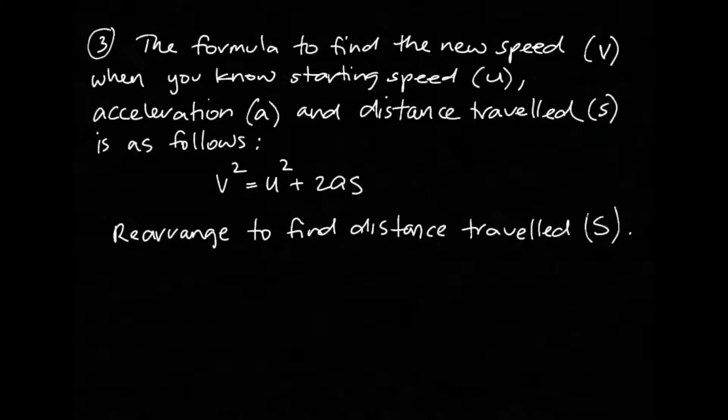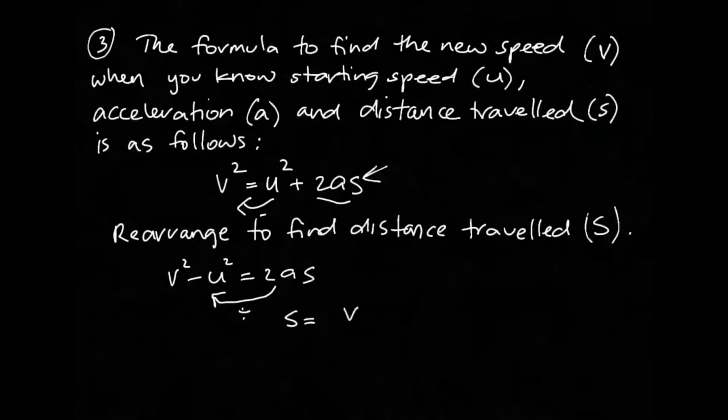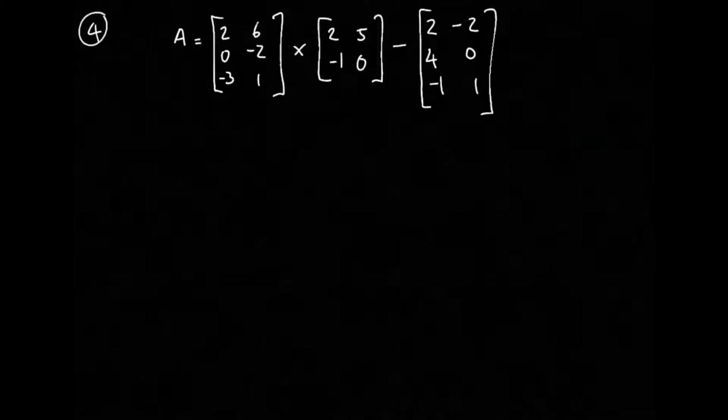Okay, firstly, we need to leave this all together until we get the U across. So bring the U across as a negative. We want to get S by itself. So V squared minus U squared equals 2AS. Now we can bring the 2A across to divide. So we end up with S is equal to V squared minus U squared, all on 2A. Solve for A.